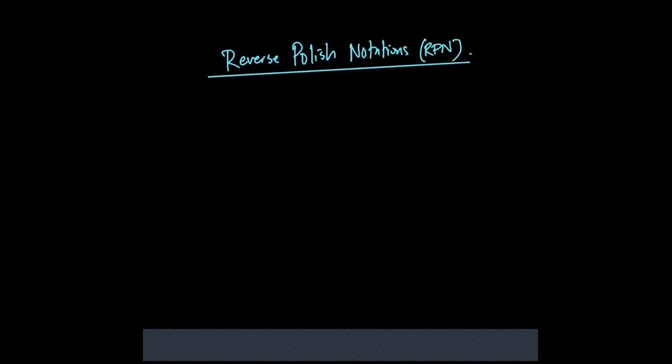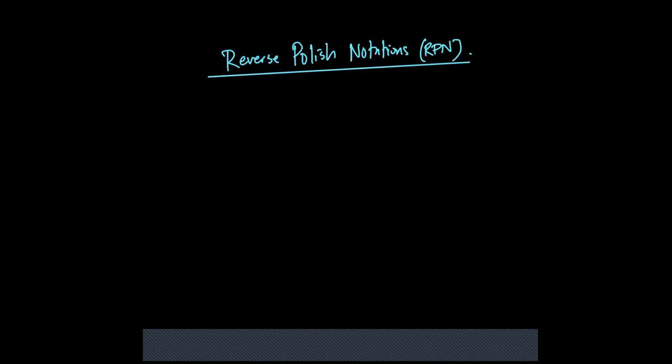And this method of writing it is known as reverse Polish notation, or RPN for short. All right, reverse Polish notation, or RPN. So we're going to be learning how to perform calculations with RPN, and we're going to be learning how to convert the normal form, the one that we actually understand, to the reverse Polish notation form.